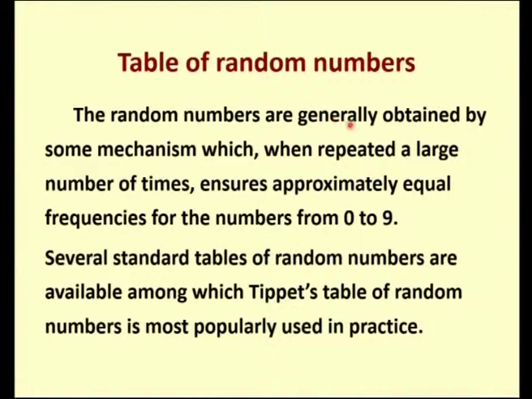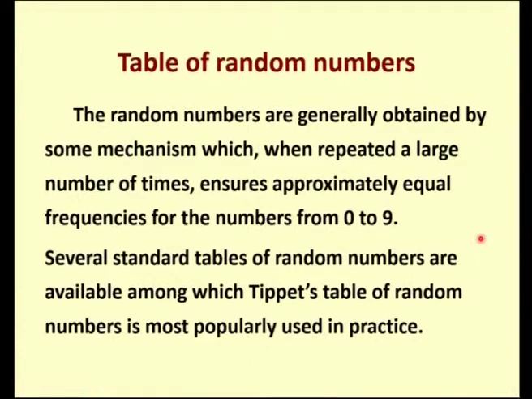So, this is not preferable. We have an alternate method, called the table of random numbers. Using the table of random numbers, we pick a unit from the population to constitute a sample. The random numbers are generally obtained by some mechanism which, when repeated a large number of times, ensures approximately equal frequencies for the numbers from 0 to 9. Several standard tables of random numbers are available, among which Tippett's table of random numbers is the most popularly used in practice.